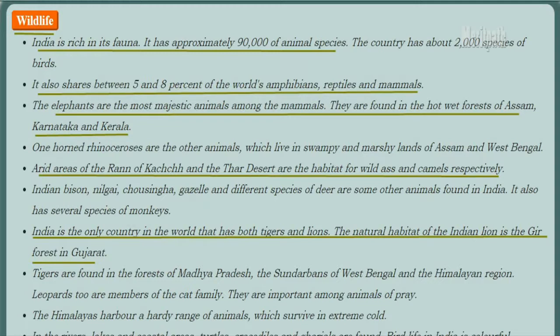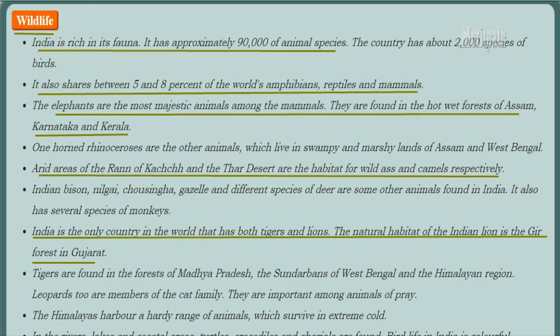Areas of Rann of Kutch, Thar Desert, these are the habitats for wild ass and camels. Indian bison, Nilgai, Chausingha, Gazelle, these are the different species of deer and some other animals found here. India is the only country in the world which has both tigers and lions.